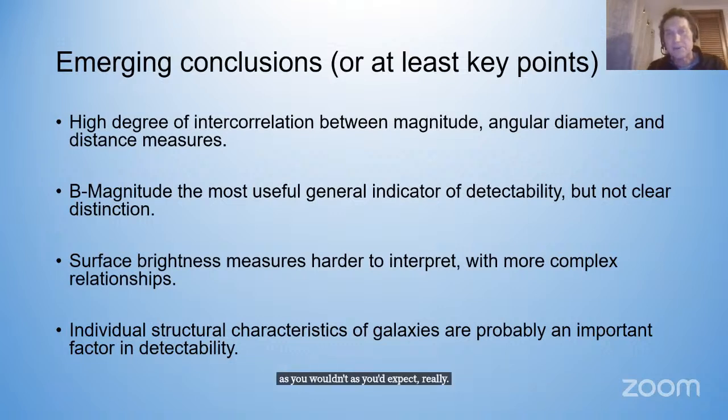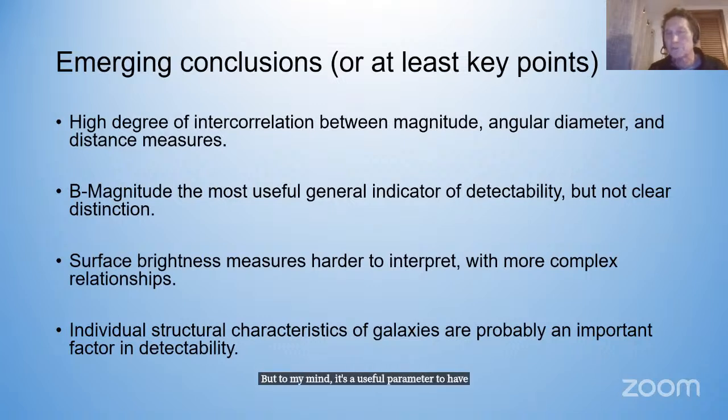A lot of things going on. Magnitude generally being the main determinant. And the second point here, B magnitude of those available, seems to be the most consistent general indicator of detectability. But even then, it's not a clear distinction. There are other things going on. But to my mind, it's a useful parameter to have.